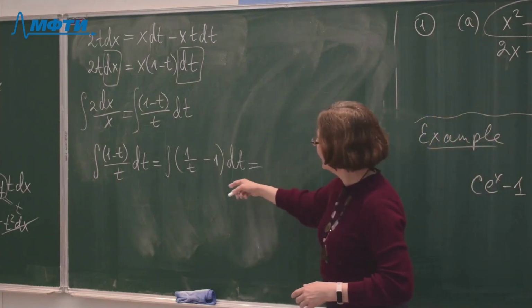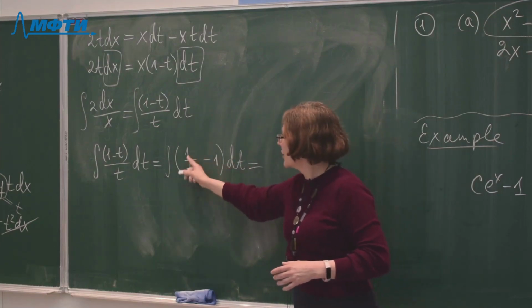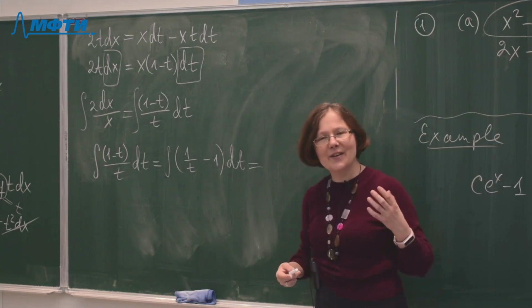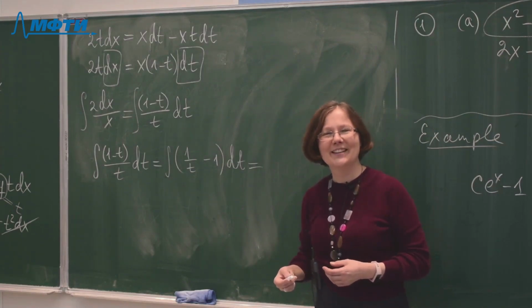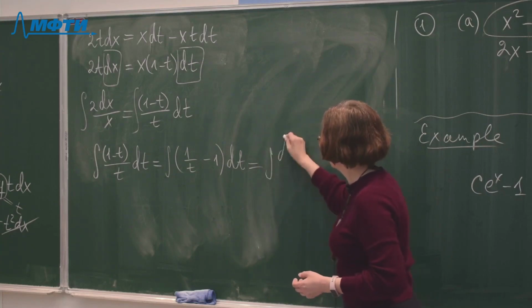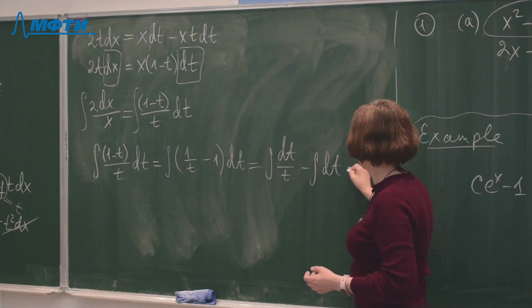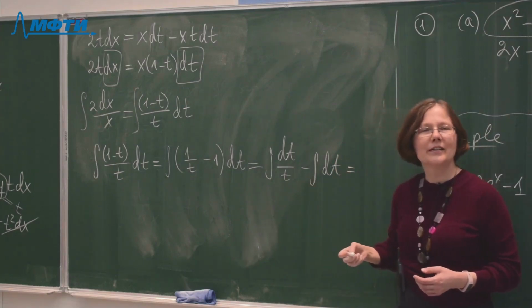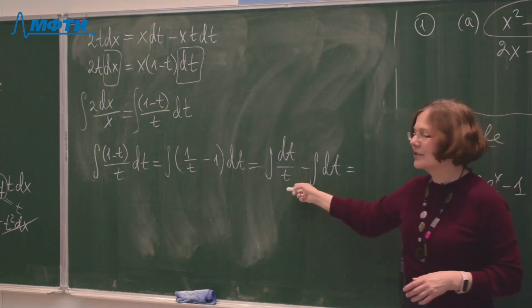Okay, so first separate, so split into two fractions. Then what is the integral of 1 over t? This is the integral from the table. So it is the difference of two integrals. What is the first integral? What is the first integral equal to?